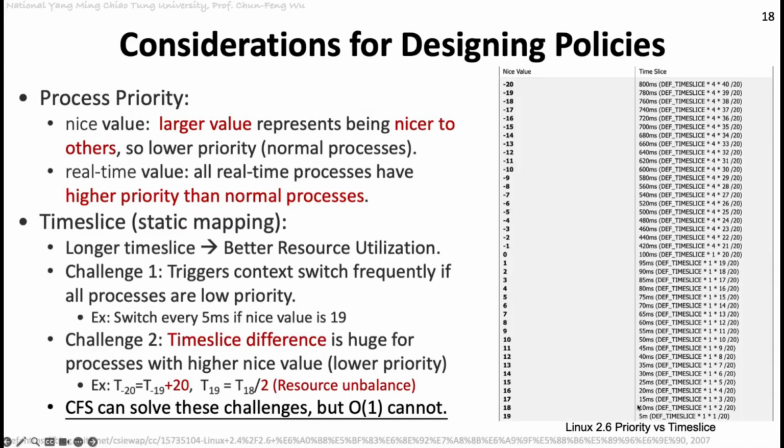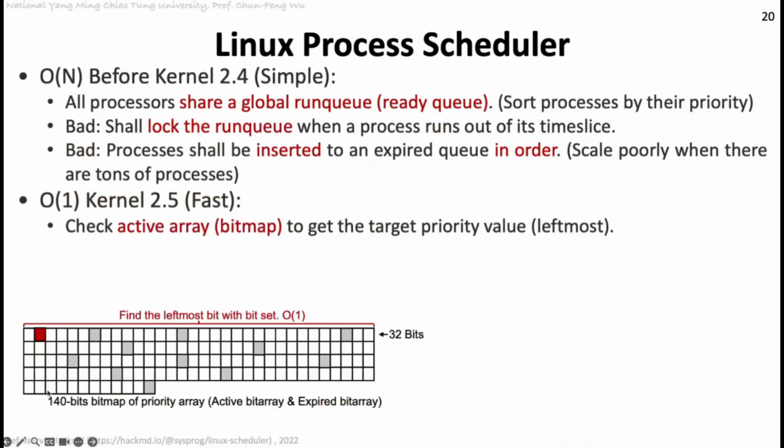But in this table, I only show you the normal process part. So actually, this 140 depends on how many priority levels there are. If you change the kernel code to assume there are, for example, 200 priority levels, then this 140 bits should be changed to 200 bits. So it is customizable.